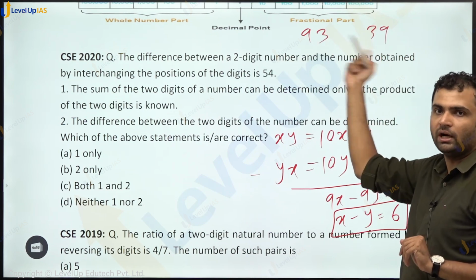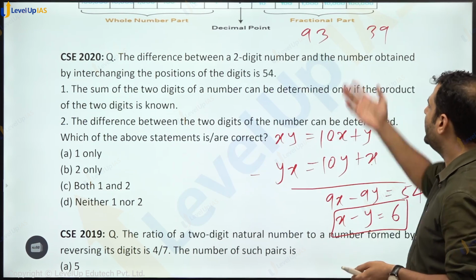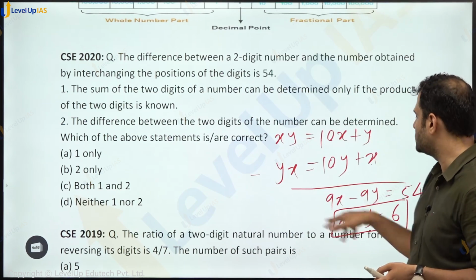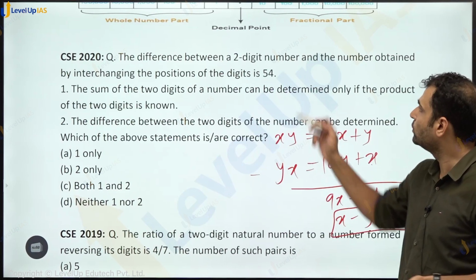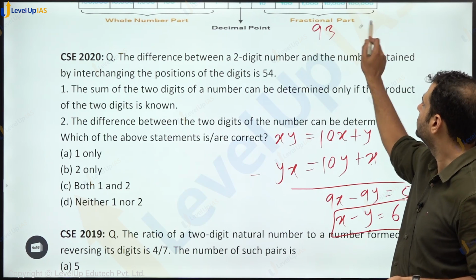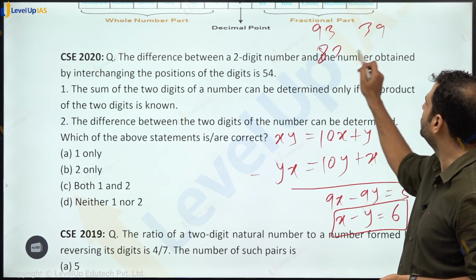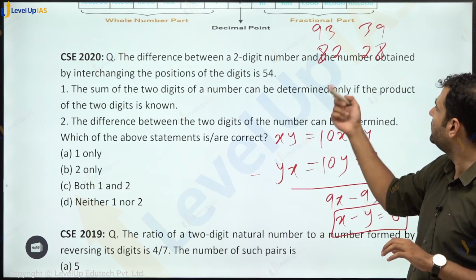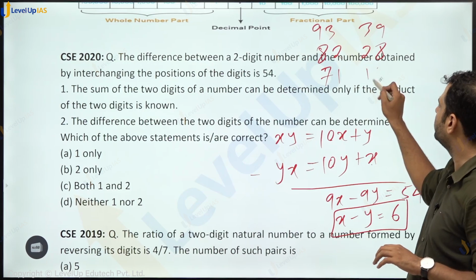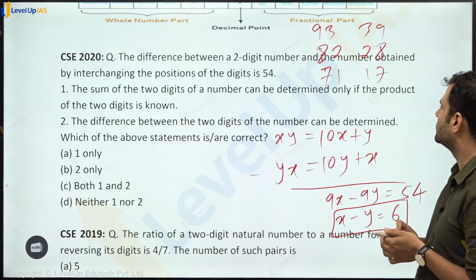Number and its ulta, the difference of the two is 54, and you can take any such numbers where the difference between the digits is 6, and those numbers would agree with you. 3 9, or you can take 8 2, 2 8. Difference would be 54, or 7 1, 1 7, and so on. You can take these numbers.